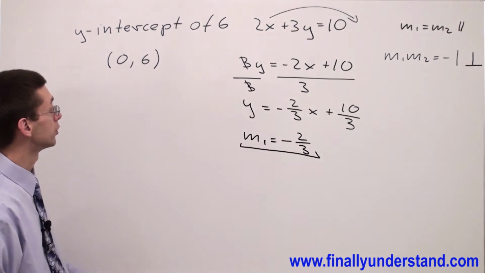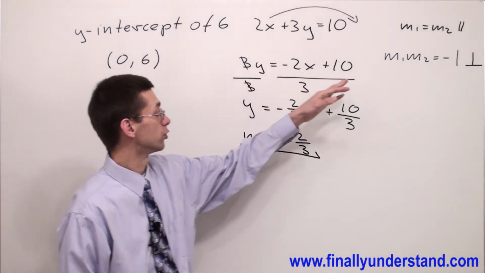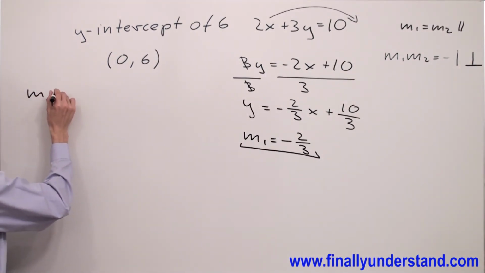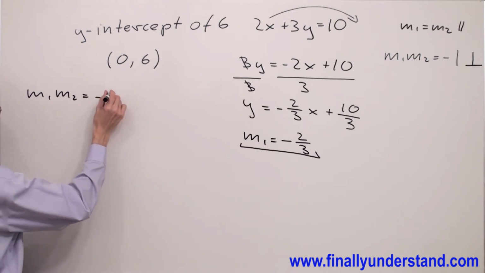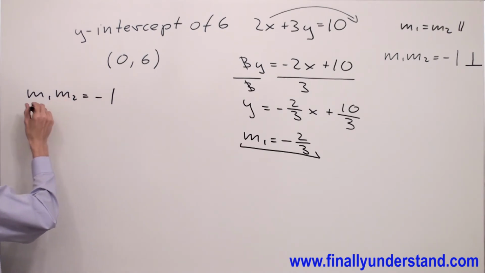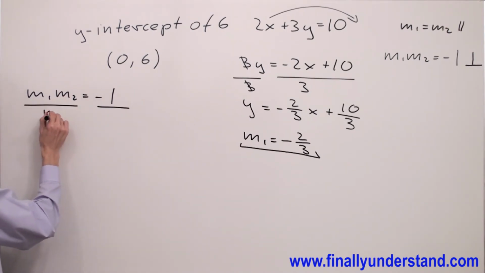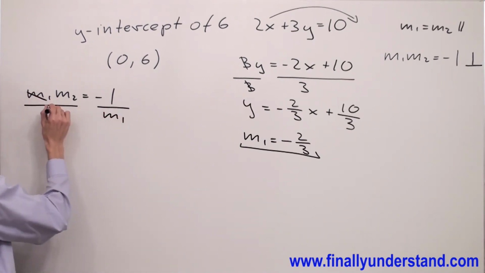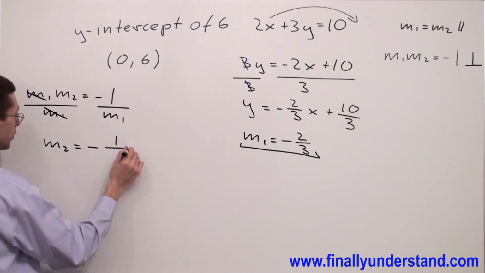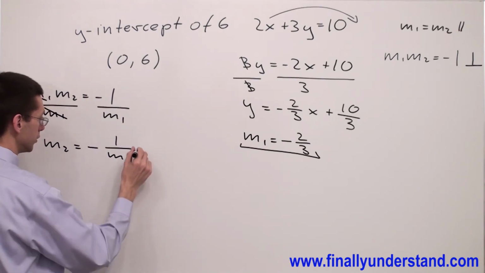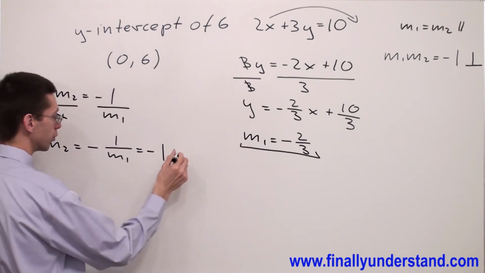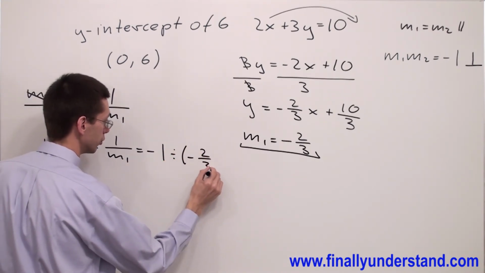We're supposed to find the line which is perpendicular to this one. That's why I'm going to use this formula: m1 times m2 is equal to negative 1. I'm supposed to find the slope m2. In order to do so, I have to divide both sides of the equation by m1. m1 and m1 will cancel out, and I have m2 equals negative 1 over m1, which is equal to negative 1 divided by negative 2/3.